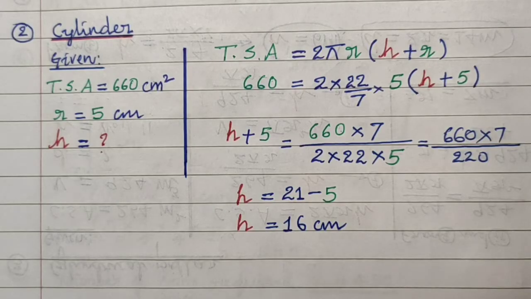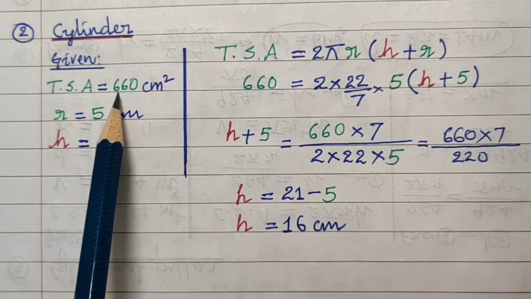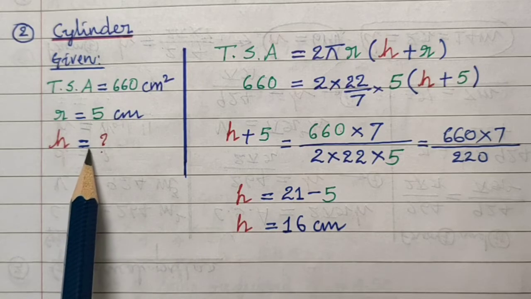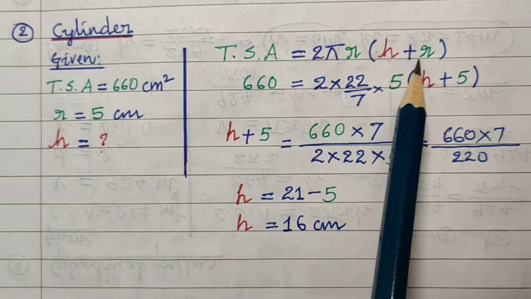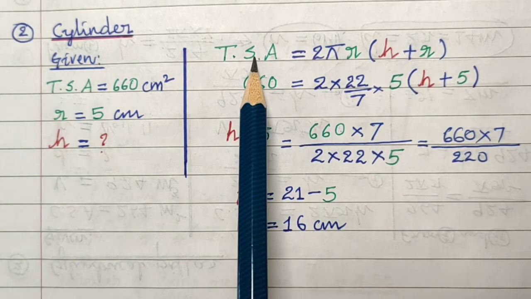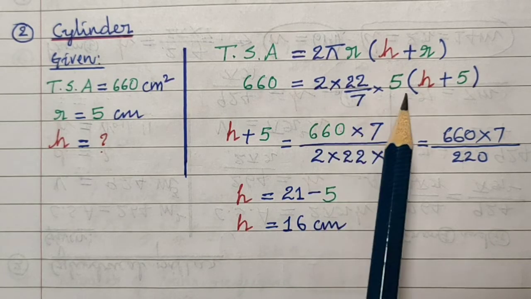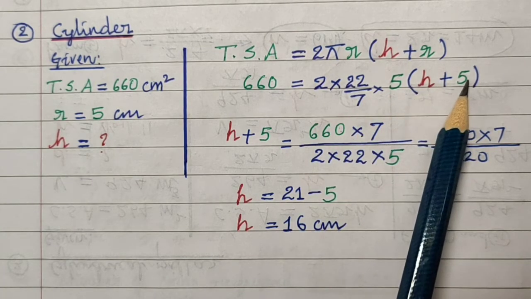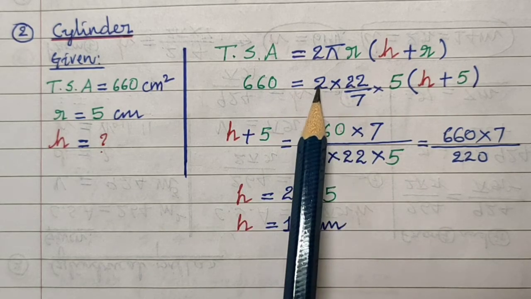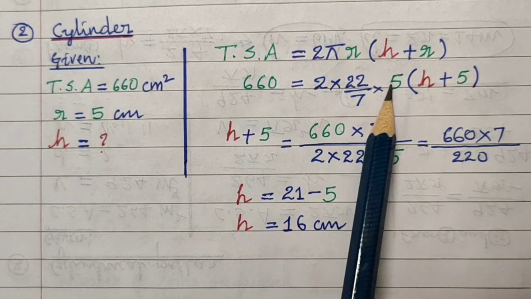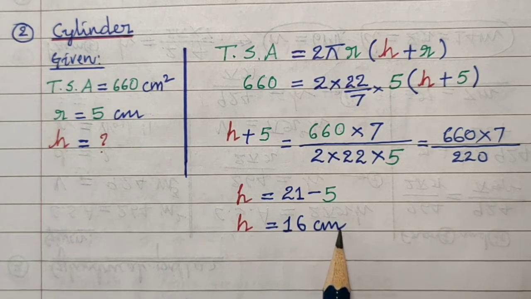The total surface area of a cylinder of radius 5 centimeters is given as 660 centimeters square. Find the height of this cylinder. Total surface area is given by 2 pi r into h plus r. This is the formula. Total surface area is given as 660, that is equal to 2 into 22 by 7 into 5 into h plus 5. Then h plus 5 will become, you just cross multiply, 660 into 7 divided by 2 into 22 into 5. The calculation will give h is equal to 16 centimeters.